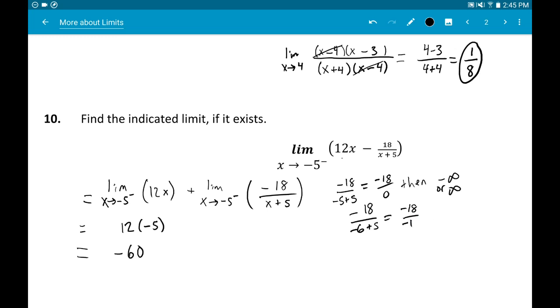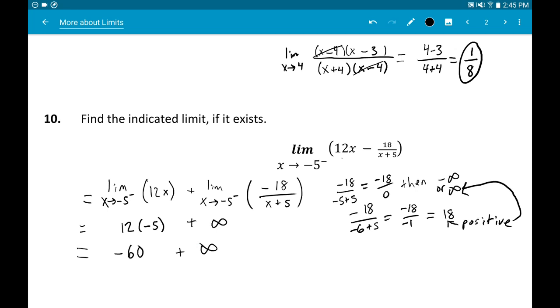Okay, it goes -18 over -1, which is positive 18. So since this is positive, that means I know my solution's positive infinity there. So we're going to have this plus infinity. Go ahead and bring it down.